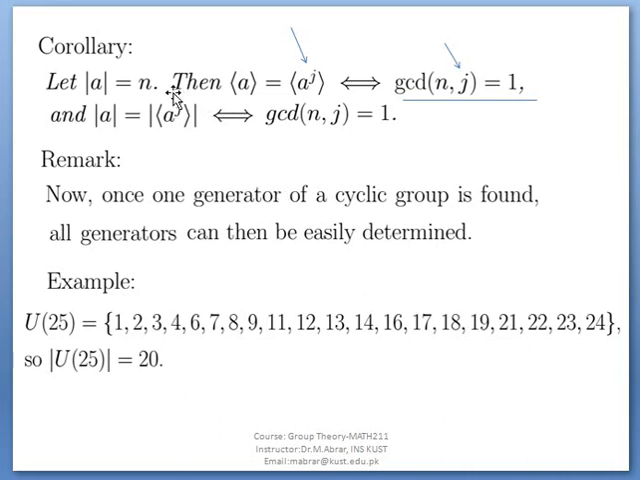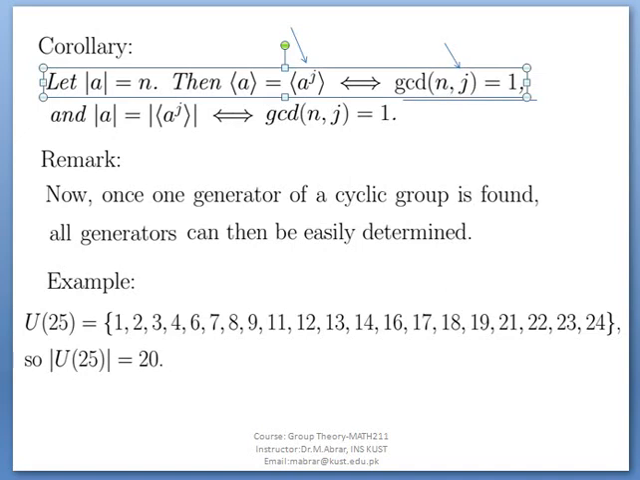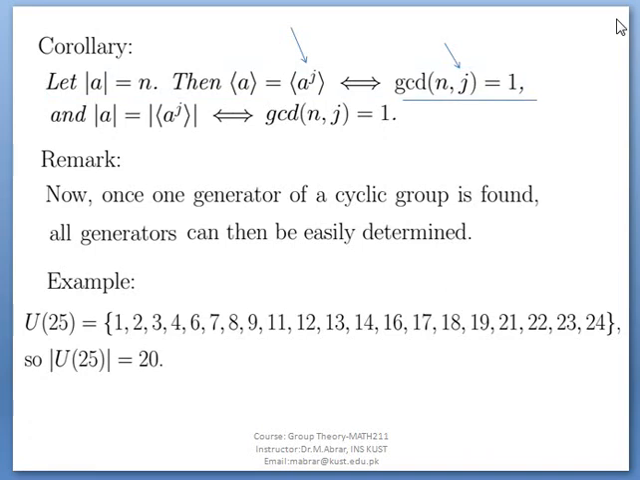And there's another one, a nice one. If the order of A is n, then the cyclic group generated by A is equal to the cyclic group generated by A^j if and only if the greatest common divisor of n and j is 1, it means when n and j are relatively prime. Similarly, the order of A and the order of the cyclic group generated by A^j are the same when the greatest common divisor of n and j is 1, or otherwise they are co-prime.